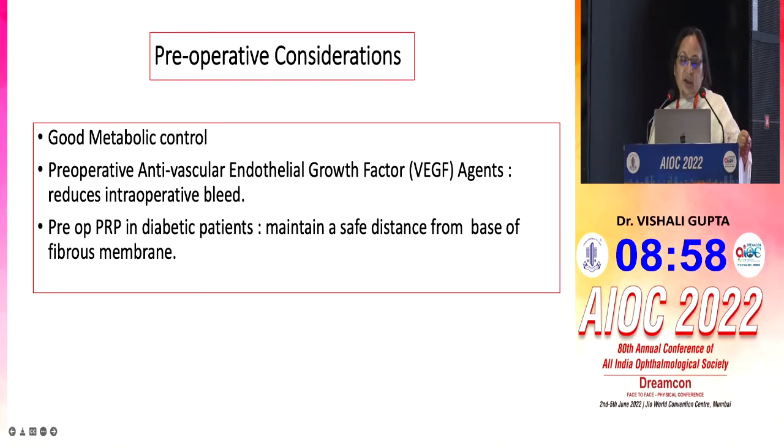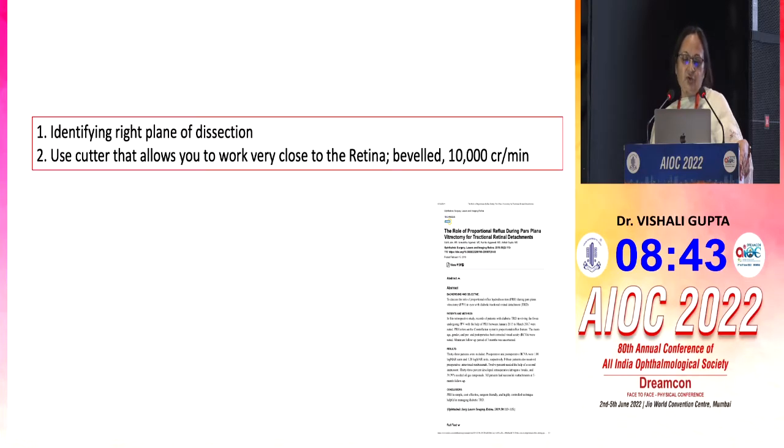Pre-op PRP is another important thing. Wherever retina you are seeing in the periphery, please get a PRP. And if you are doing PRP and there is a traction, just stay away from the traction. Don't go too close to it. The key point in the whole diabetic surgery is just one: you identify the right plane. Rest all is a cakewalk, I must say.